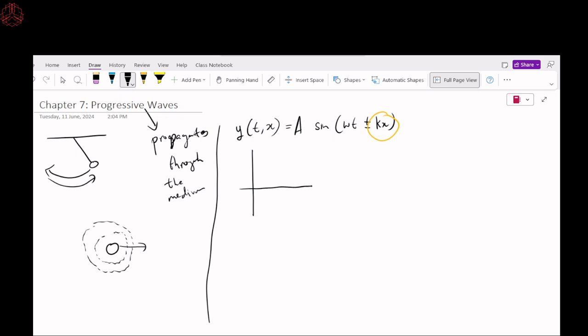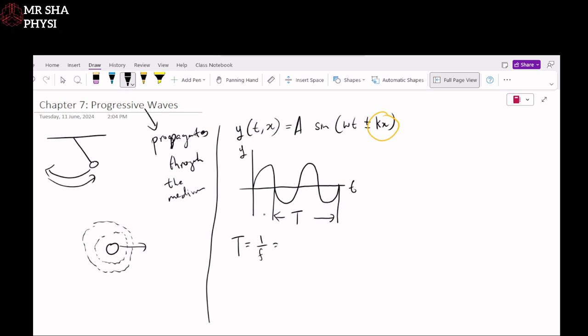Well, let me just refresh your memory. If I were to draw y against t, and then I draw a wave, right? I can say that the point from here to here, that is what we call the period, and the period is equal to 1 over f, and omega is equal to 2 pi f. So 1 over f would be just 2 pi over omega. So T equals 2 pi over omega.